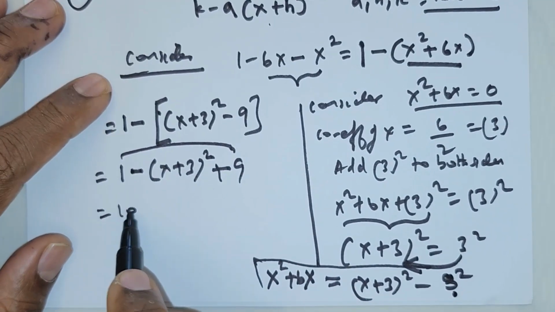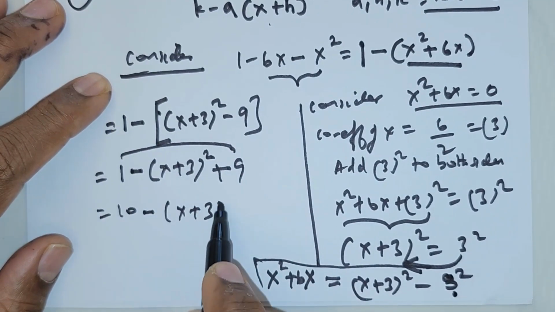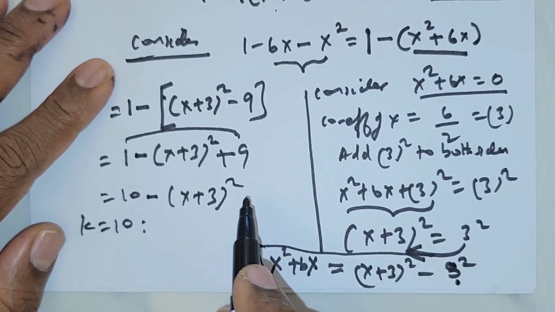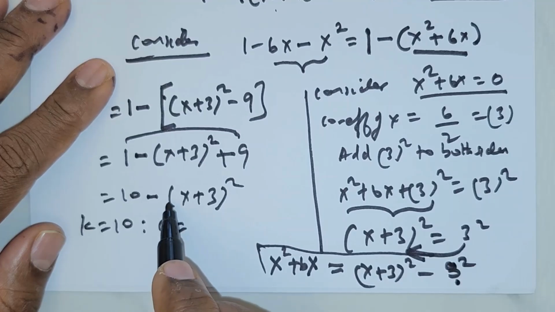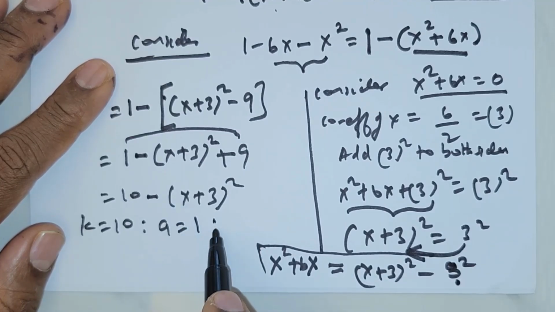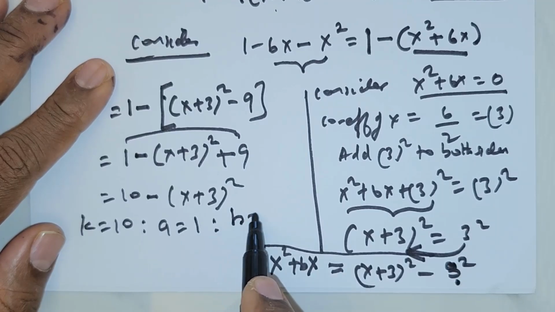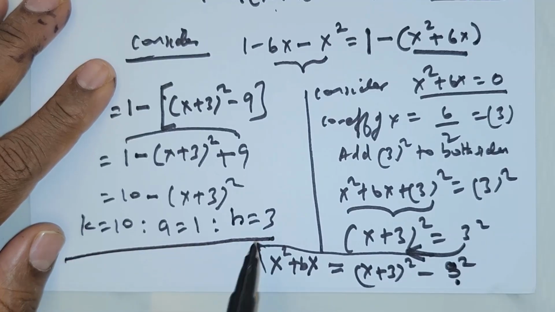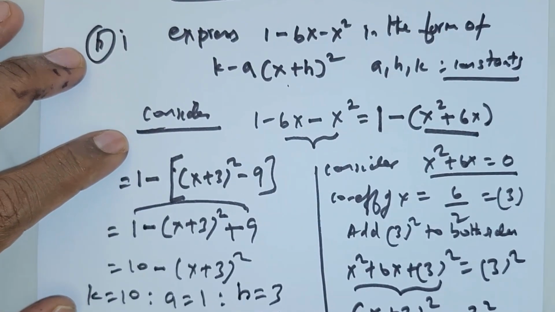Add these two together, you get 10 − (x + 3)², where the value of k is 10, the value of a we have to write as 1, and the value of h is going to be 3. So this is the solution for this question.